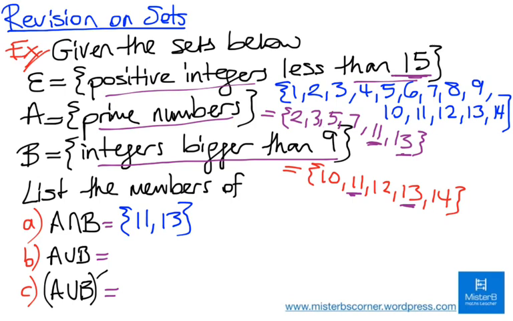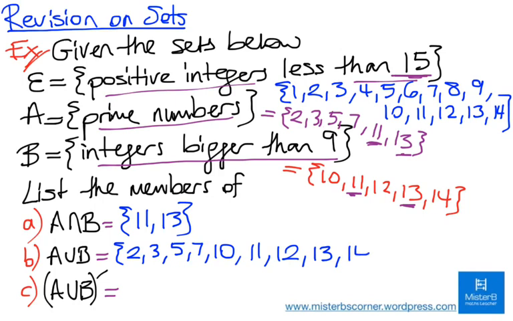Next, it's A union B. I'm going to write all the elements in A and all the elements in B, but I'm not going to write the common elements twice. I'm going to write them once. So it's going to be the elements in A, 2, 3, 5, 7, not 9, but 10 because it's in B, 11, common member, 12 in B, 13 in both, and 14 in B. So this is going to be A union B. Now I prefer to write them in order, but it is okay if you don't. But the risk is that you may miss writing a member just because you're not going in order. So be careful with that.